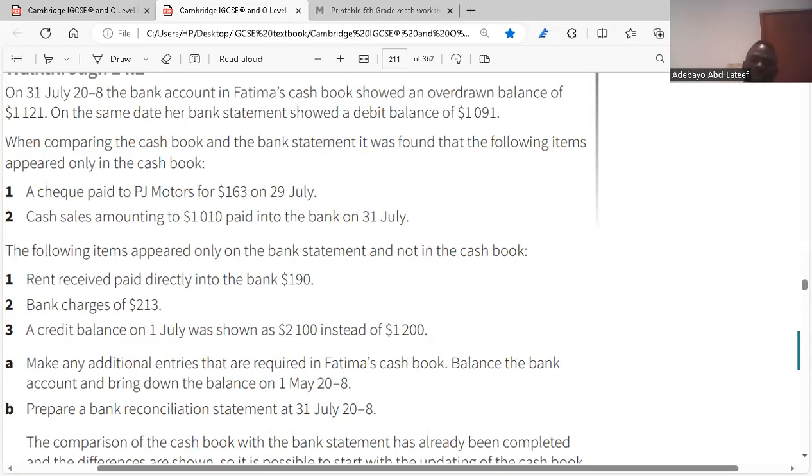Now let's go to the bank statement and the cash book again. The following items appeared on the bank statement but not in the cash book. For 163 and 1,010, they are both recorded in the cash book, but are not part of the bank statement. Now the second one is talking about items in the bank statement that are not in the cash book bank column. The first one, rent received paid directly into the bank, that's the direct transfer, is recorded in the bank statement, but it's not reflecting in the cash book.